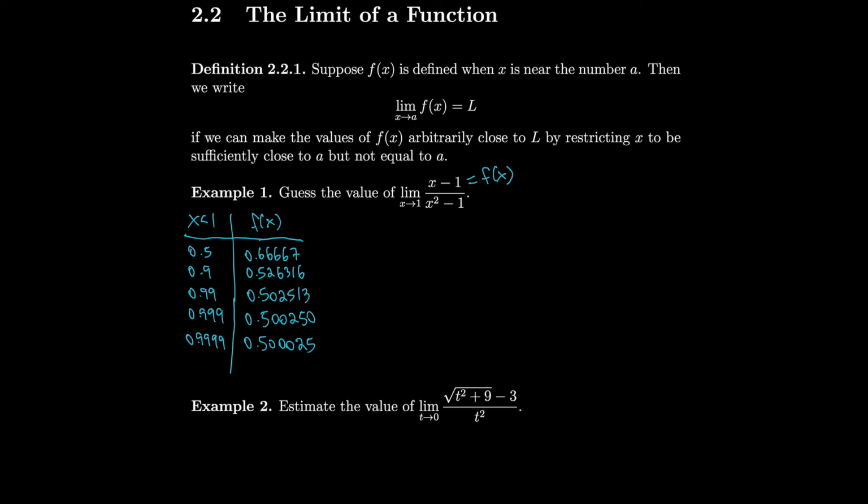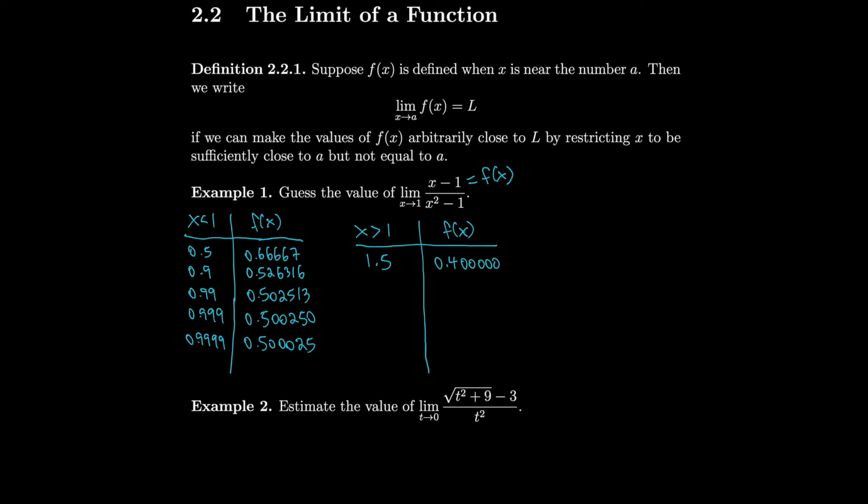But we should check to the right of x, and by the right I mean above the x value of 1. So if we look at some numbers that are bigger than 1, but still kind of close to 1, we can build another table. So how about we look at, say, 1.5. Then when we plug 1.5 in for x, we get 0.4.